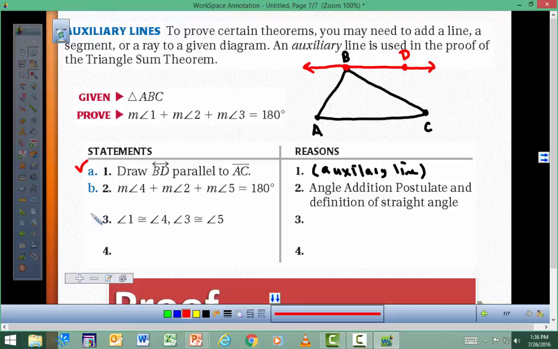Now, let's just put the angles in here. We're going to put angles 1, 2, 3, put 4 here, 5. You see, so angles 4, 2, and 5, they add up to be 180. Why? Because we have a straight angle. Right here, those three angles together have to add up to be 180, because it's a straight line.